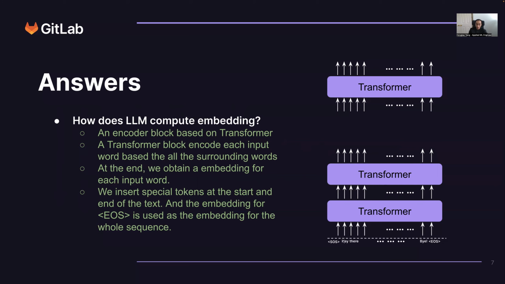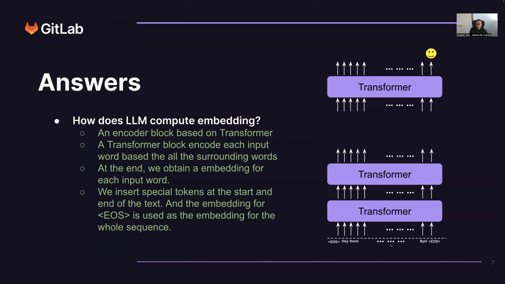So basically, for the text input, for each word, you have an embedding here for that word specifically. And then we insert 2 special words or tokens. One is called SOS. It stands for start of sentence or start of sequence. The other one is called EOS, end of sequence. So we insert these 2 tokens, and they also get their own embeddings at the end. And then we choose this one as the embedding for the whole sequence.